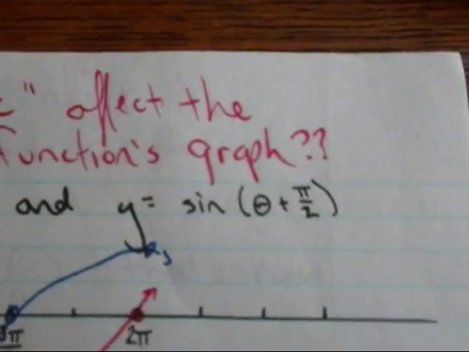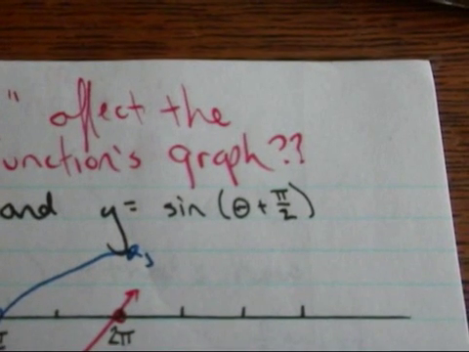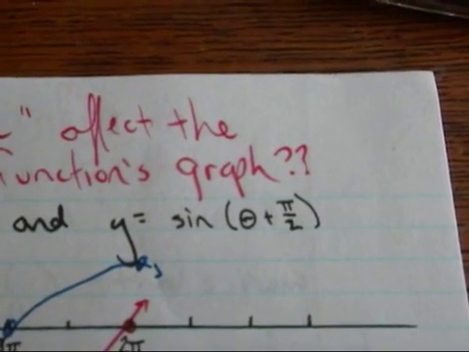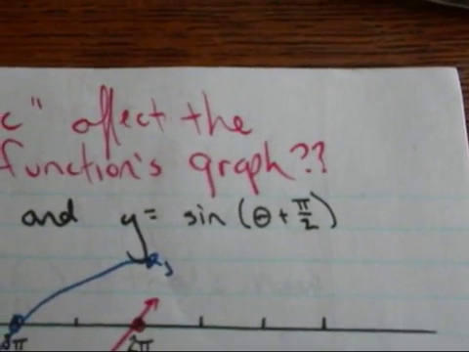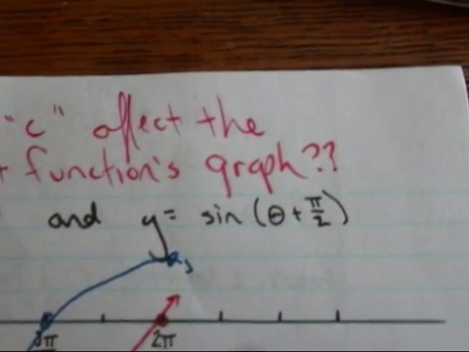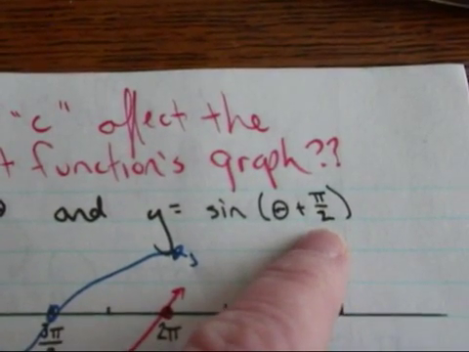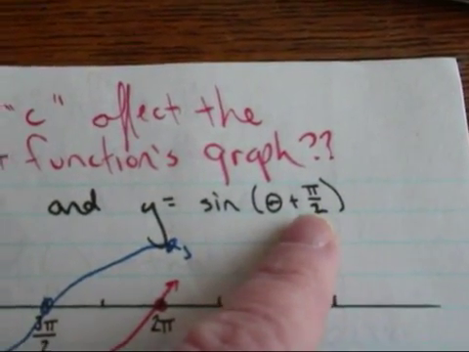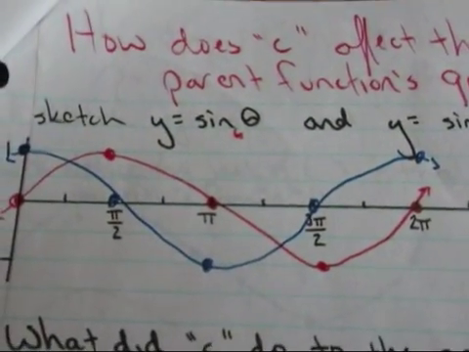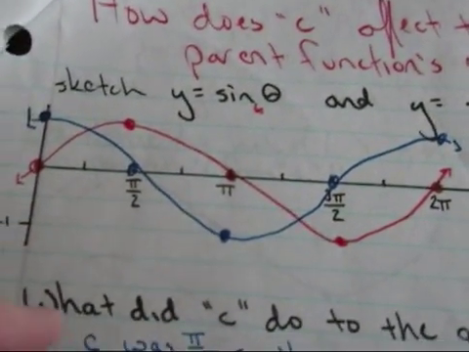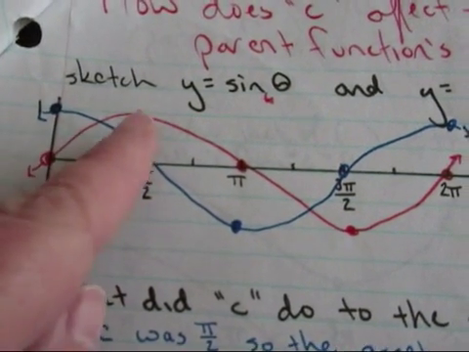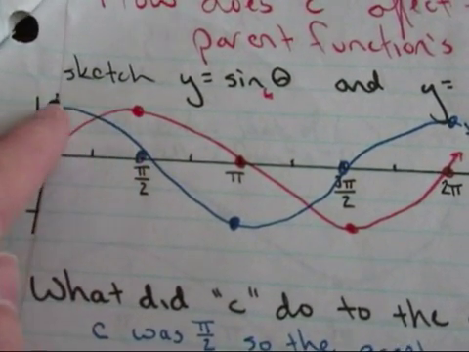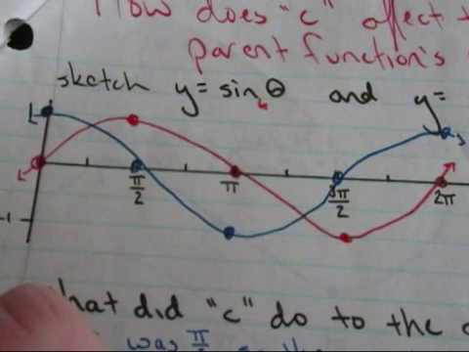So now let's look at the child function, y equals the sine of theta plus pi over 2. First of all, notice the use of parentheses. This is what tells you that this is a c value as opposed to a d as in dog value. Okay? Well, what we find out is that positive pi over 2 shifts the entire parent function, which again was in red, to the left a value of pi over 2.